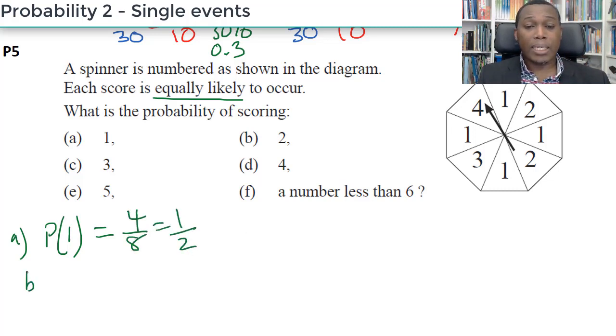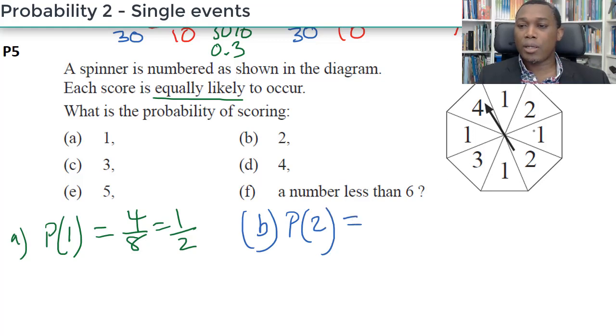B is over here, and shall we work in blue? Blue is a better color. The probability of getting a 2, we can write that as our notation. There's 2 2s, so 2 out of 8. There's 8 choices, and that is a quarter if we simplify.